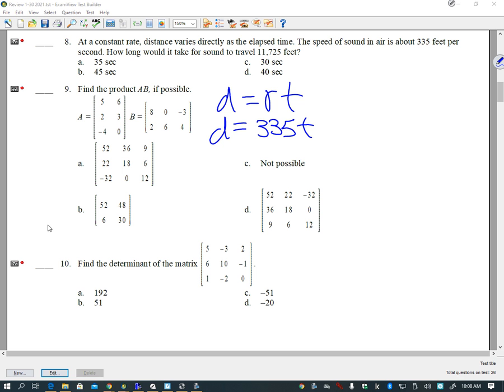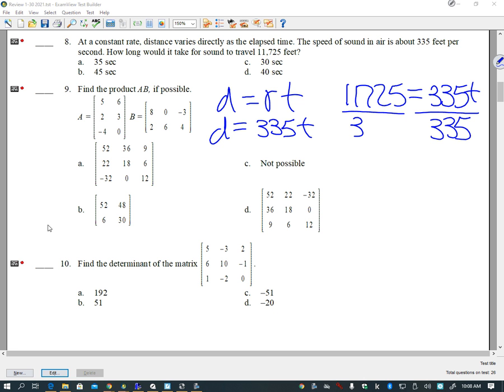Now you're replacing distance with 11,725 equals 335t. Now you're simply dividing by 335 on both sides. 35 equals t, or t equals 35. And that's the proper work to show.